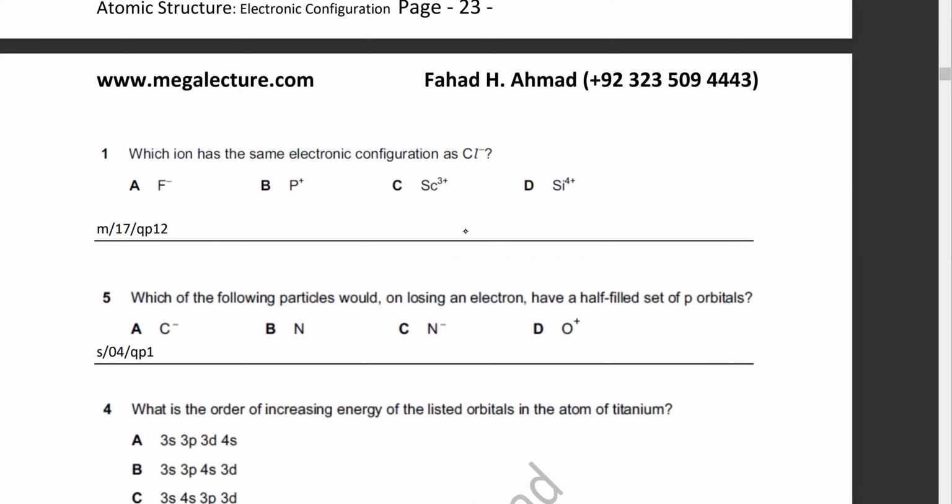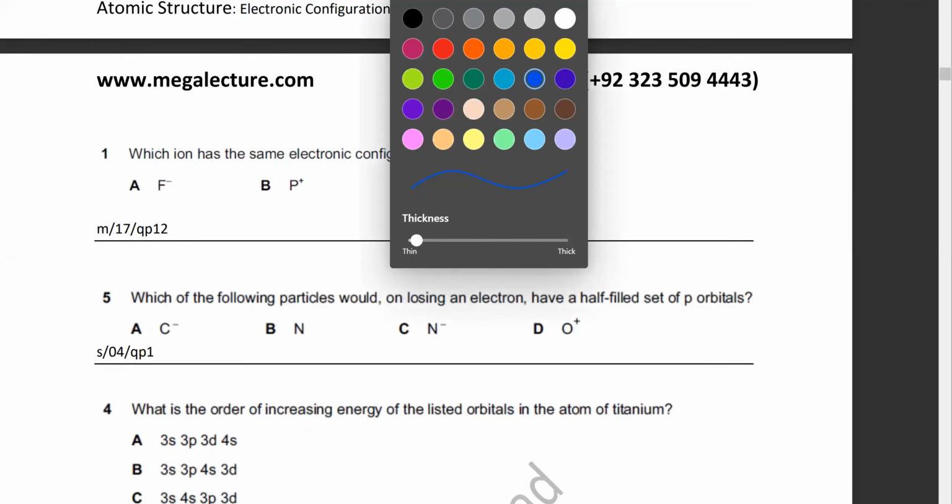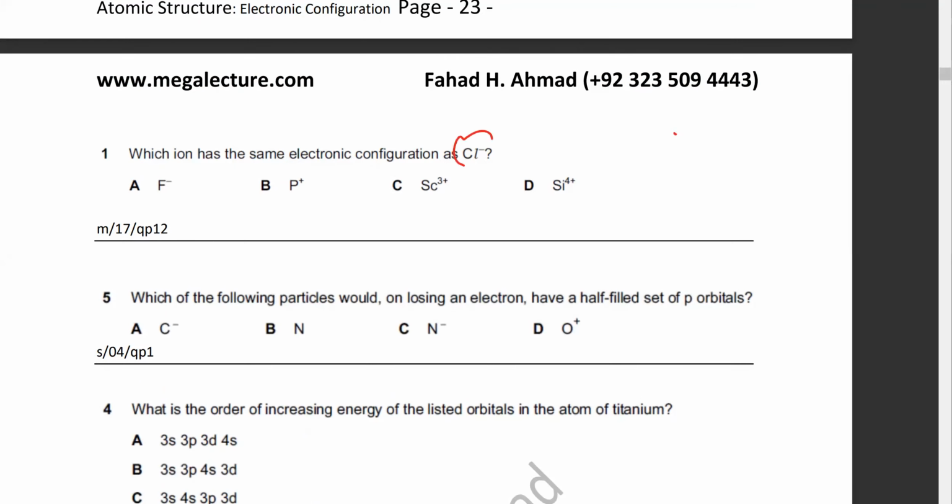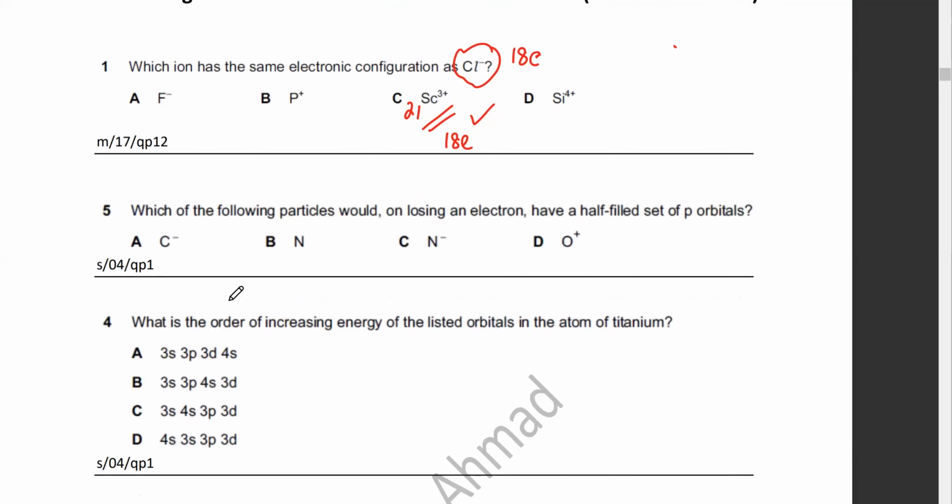Now, Cl minus one, Cl has a total number of protons. It has 17 protons, which means it has 17 electrons. So your Cl minus one is going to have 18 electrons. So anyone that has 18 electrons is going to have exactly the same electronic configuration, and that is probably going to be scandium. Scandium is 21 in the periodic table, so it's 3 plus. That means it has a total of 18 electrons. So elements or ions having the same electronic configurations are the ones that have exactly the same number of electrons. So that one was kind of easy.